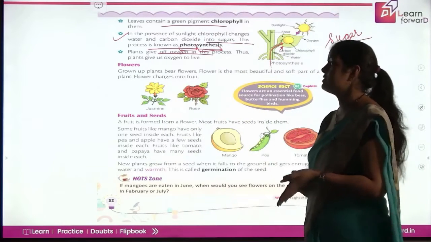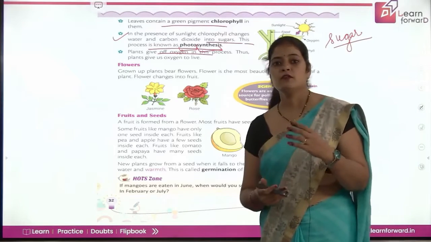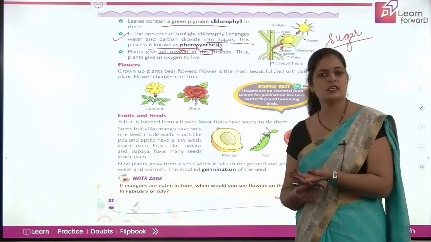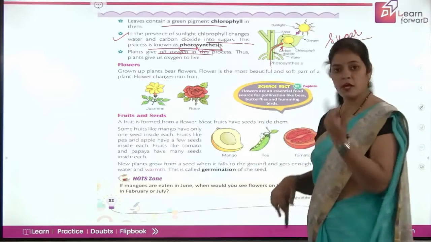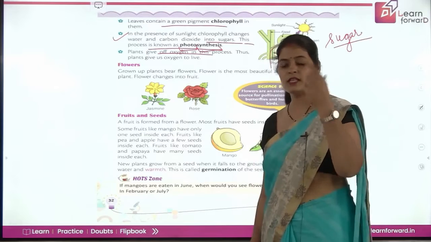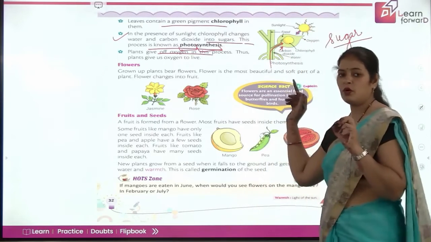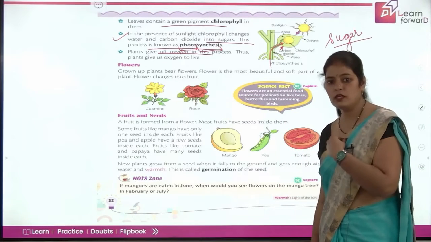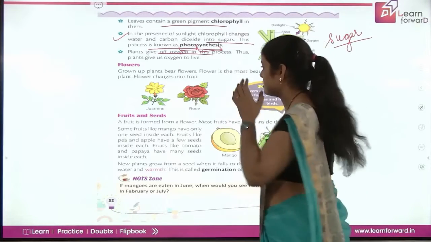Thus plants give us oxygen to live. This is a very wonderful process. During respiration, when we breathe, we give off carbon dioxide, that is a waste to us, and the same carbon dioxide is taken by the plants to prepare food. In return, as a result of this process, oxygen is produced inside the plant body, and that oxygen is given off during photosynthesis. And what do we require for the respiration process? The same oxygen. So this is a wonderful process.